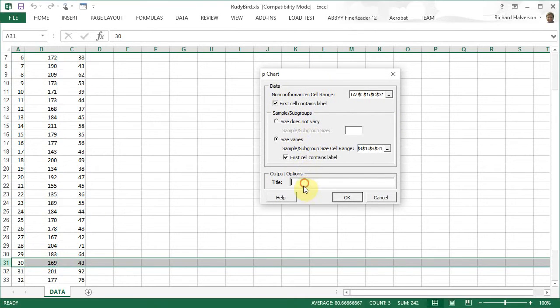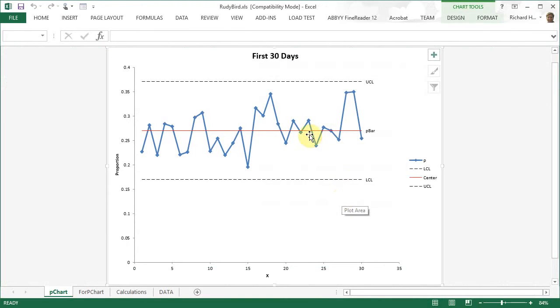I'm going to name it first 30 days and click OK. And this is the P chart that comes up. First 30 days. You notice that it looks in control. There's no observations above or below the critical levels here, the upper control limit and the lower control limit.